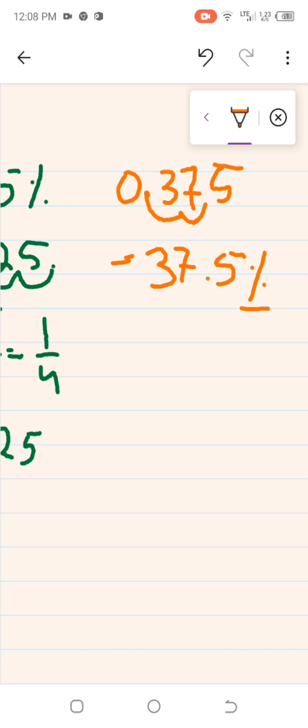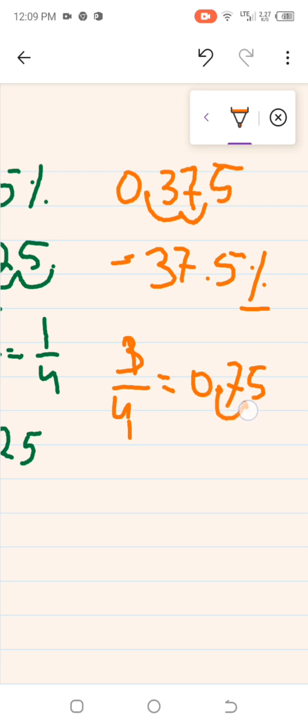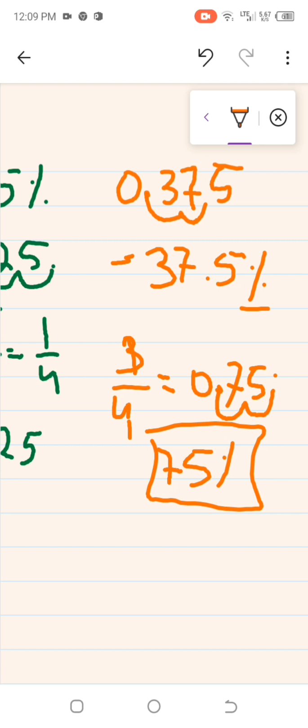If the value is in fraction form, suppose I have 3 by 4, how will I do this? When you divide 3 by 4, you will get 0.75. To convert this decimal into a percentage, you move the point two places to the right, once and twice, and I'll get 75%. I hope this is clear to you, how we change a decimal into a percent.